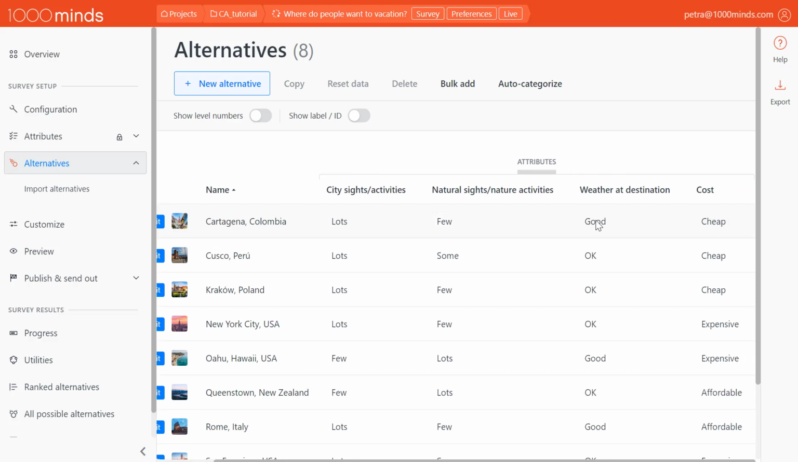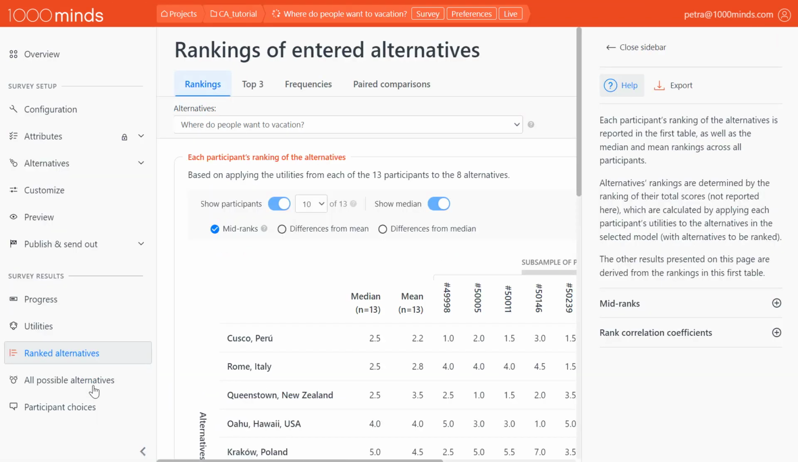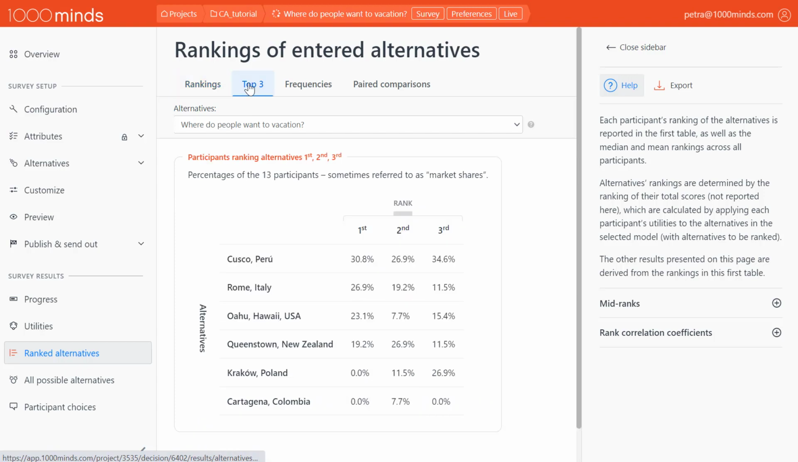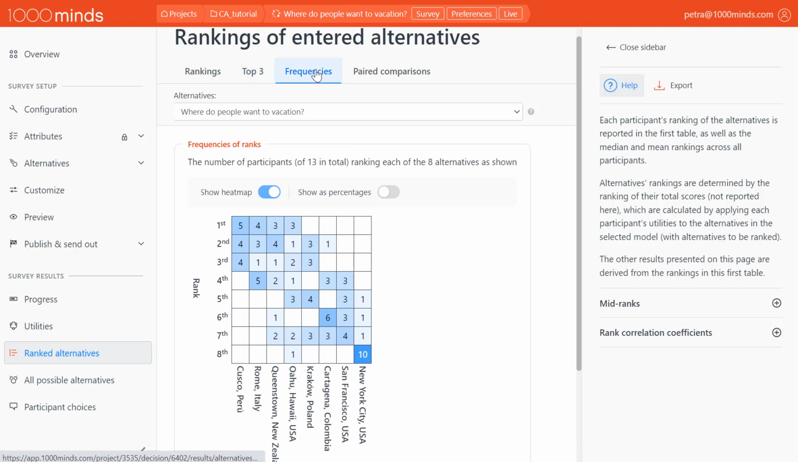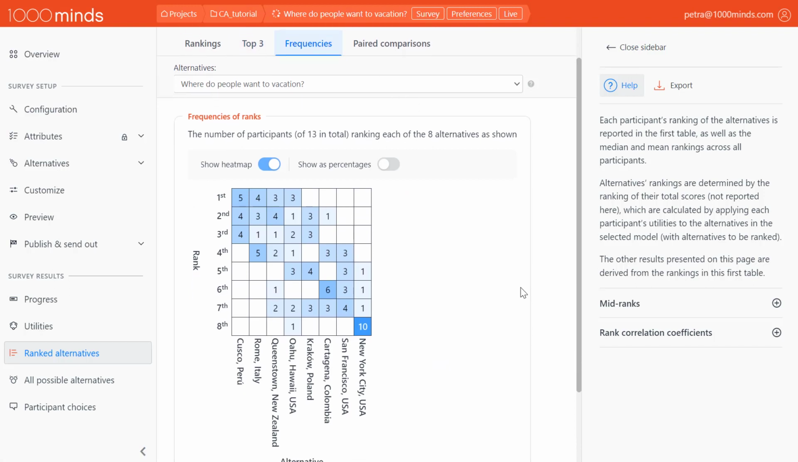So for example, let's say that Cartagena suddenly became super expensive. Now we go back to our Ranked Alternatives page, and we see that hardly anyone would choose to vacation in Cartagena anymore, and the top destination choice would become Cusco.